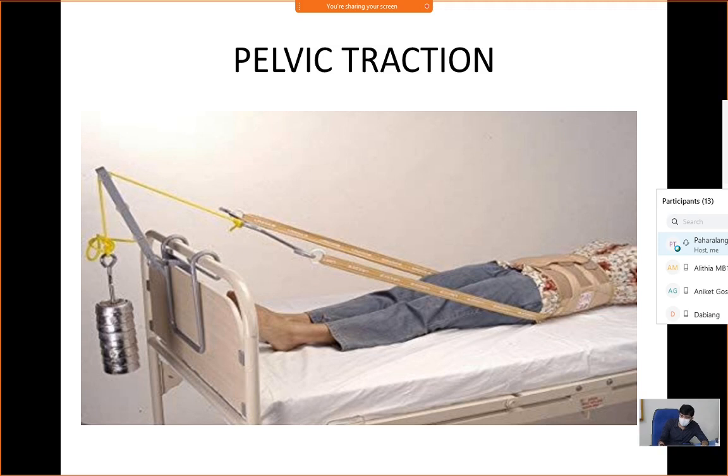This is attached to the pelvis, not the bone. This is the kind of skin traction attached over the pelvis, and weight is applied there to give traction to the lumbar spine. So there is an increase in the intervertebral disc space, so there is pain relief and less compression on the nerve roots.